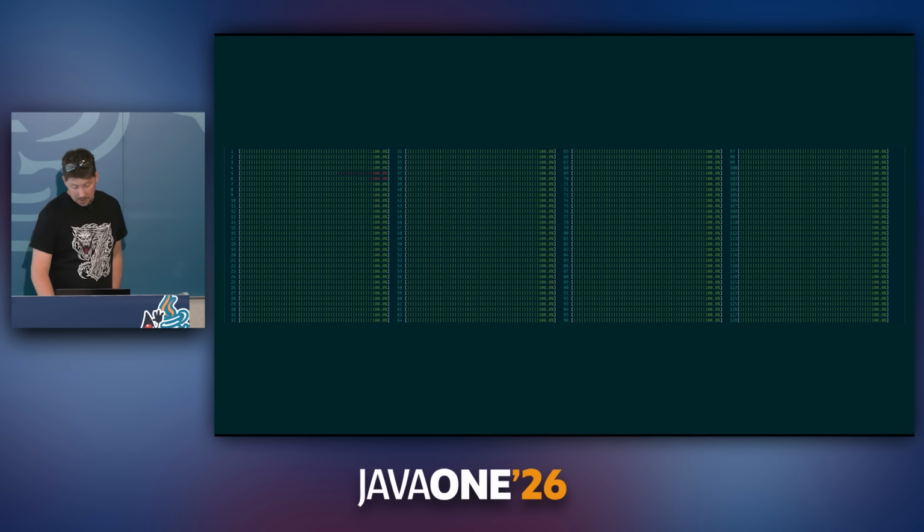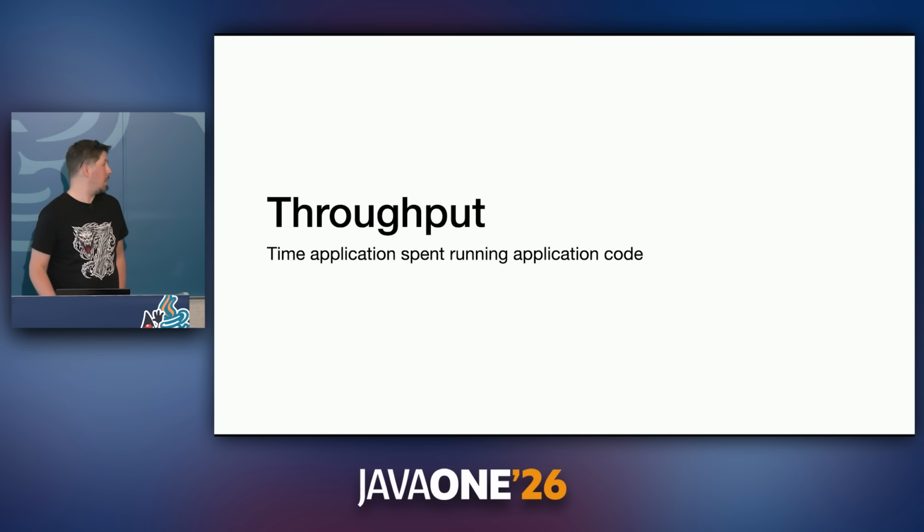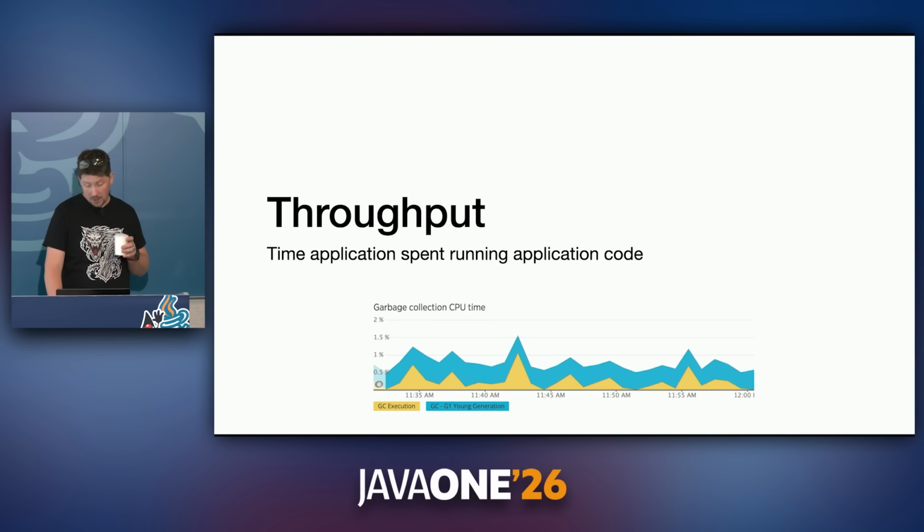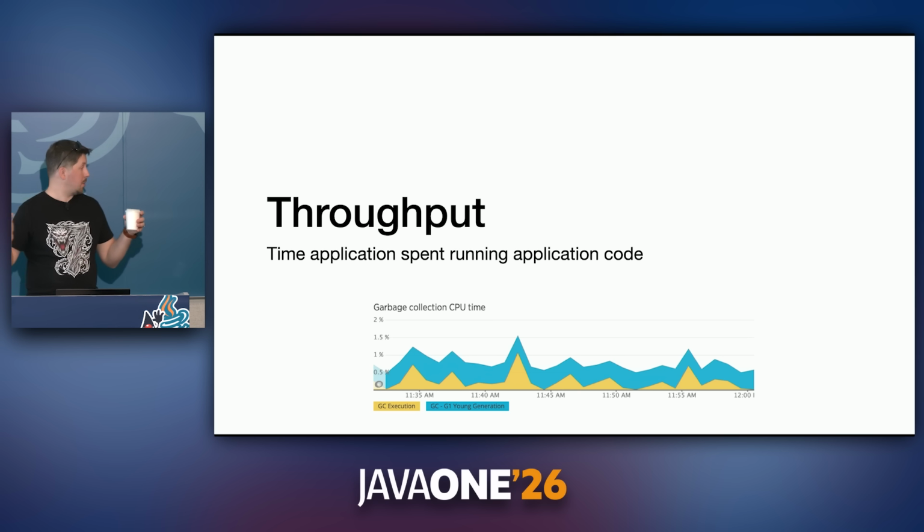So we talked about sizes. What else can we talk about? Well, memory throughput we have seen. What about application throughput? Application throughput is the time the application spends running application code, as opposed to garbage collector and other things. So you probably have all seen a graph of how much GC time is being taken versus what the application is doing.